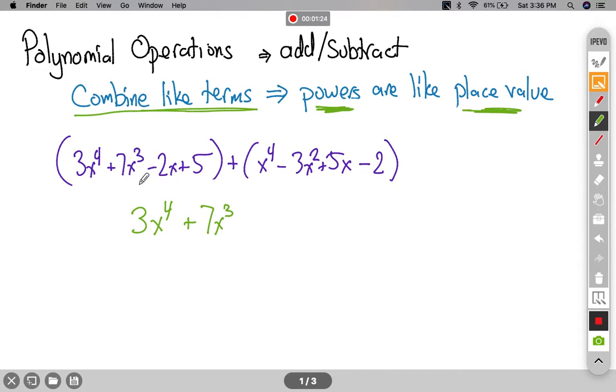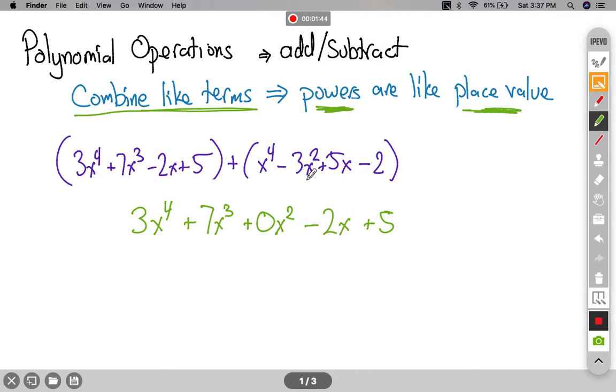I don't have an x squared here, so I'm going to put in a 0 as a placeholder. 0 times x squared is still 0. I didn't change it, but I'm holding its place. Then minus 2x and 5.